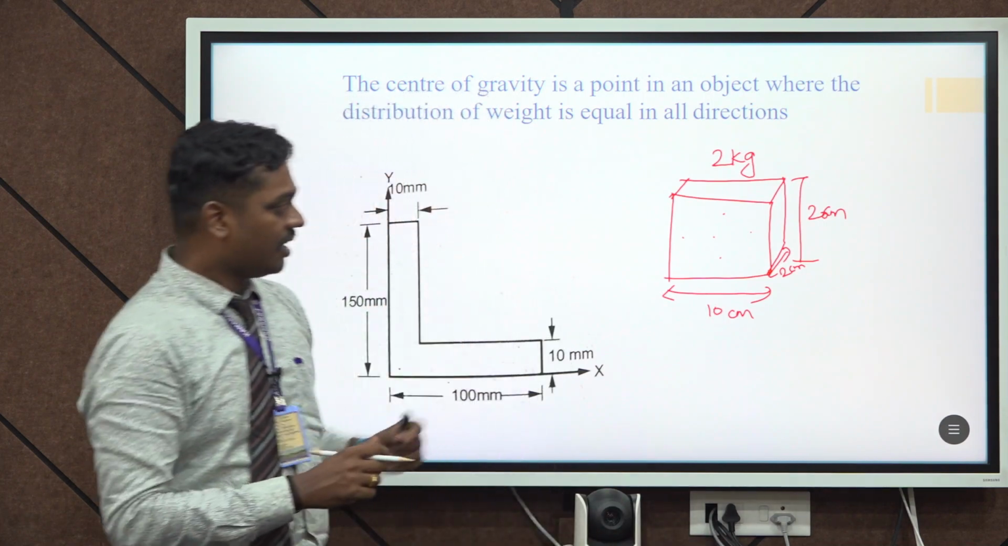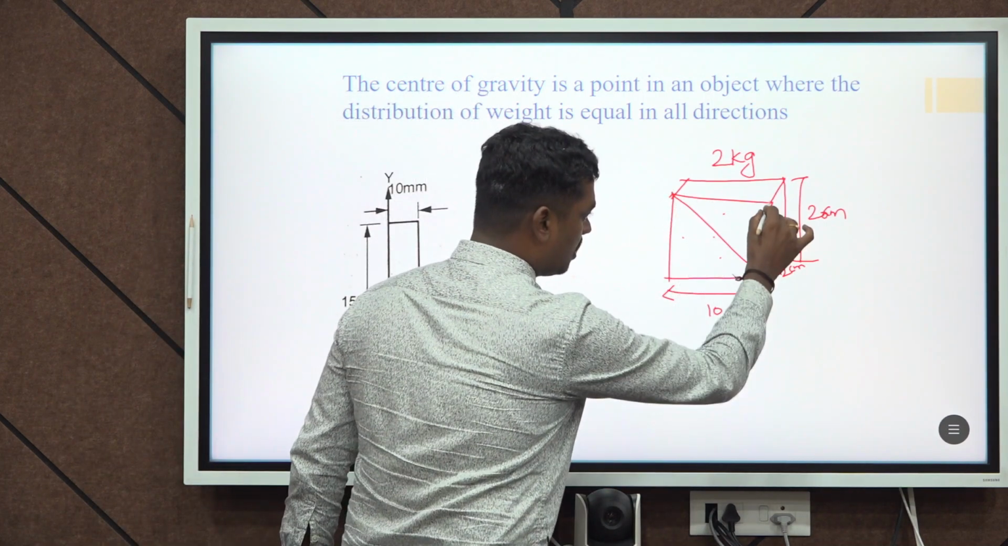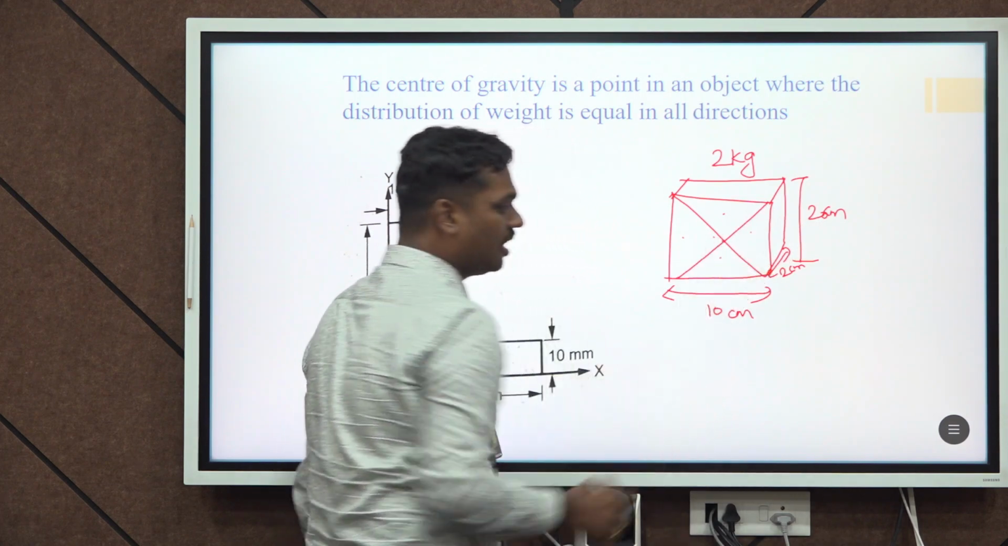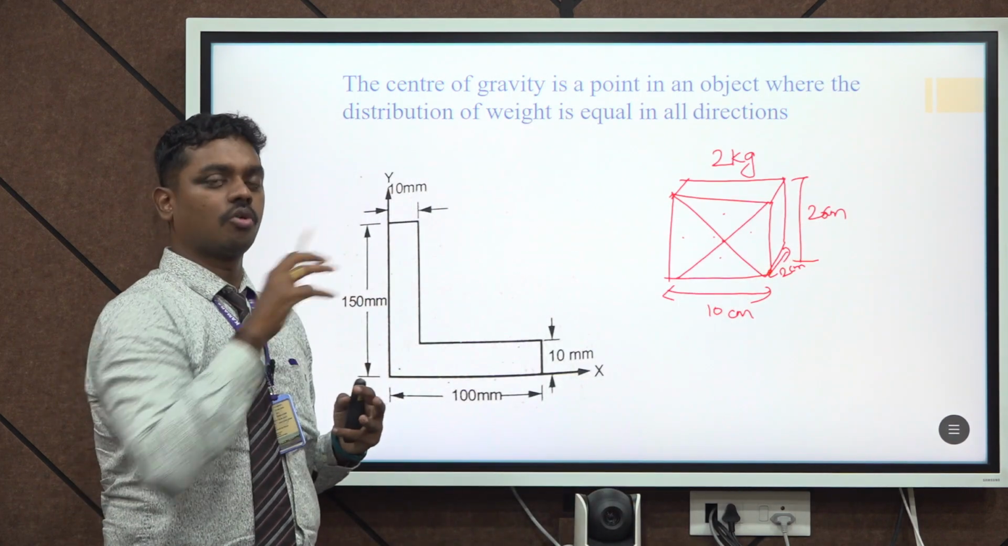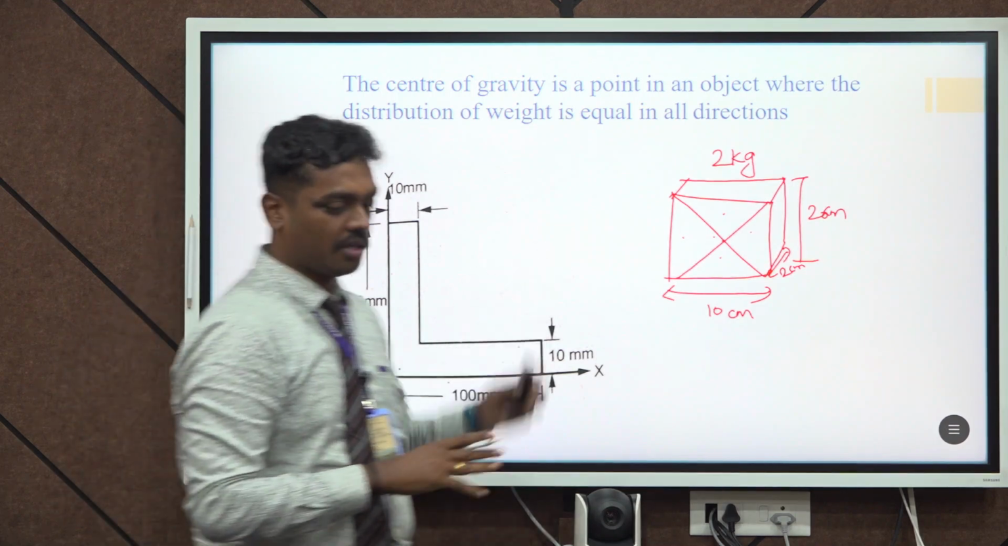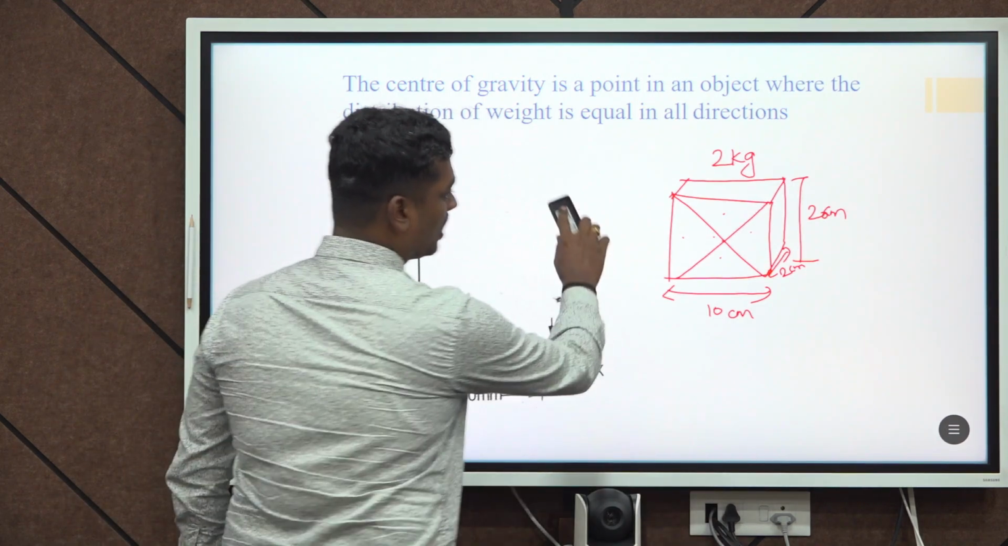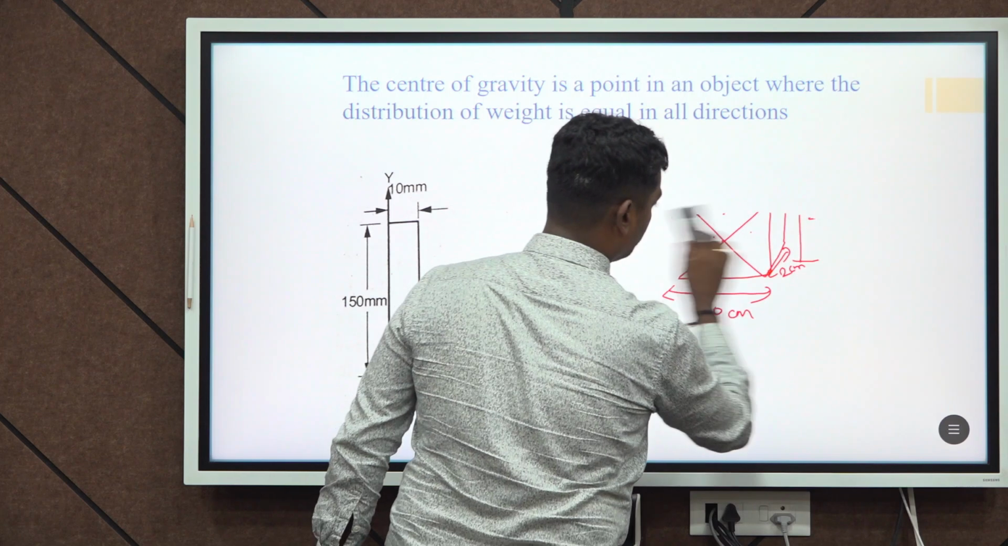It is a point which need not be in the exact center. It is a point where the total weight will be assumed to be concentrated. That's what center of gravity is all about. Now let us consider it with an example.